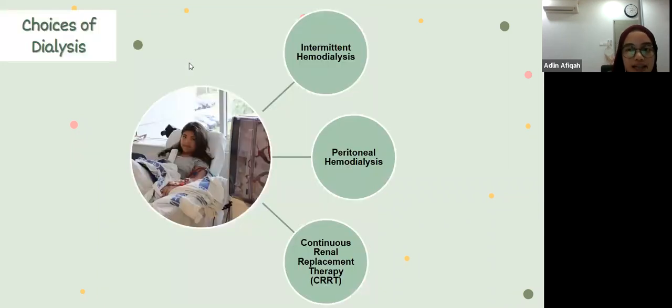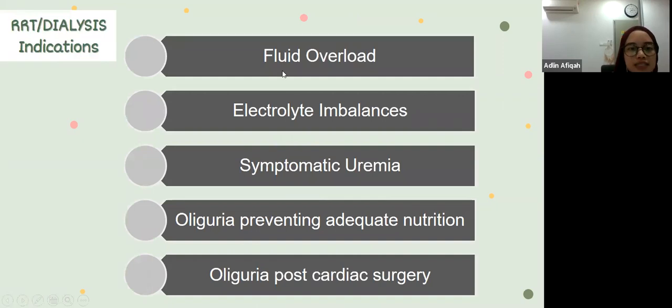So the last option in managing AKI is dialysis. There are a few choices, which are intermittent hemodialysis, peritoneal dialysis, and also CRRT, continuous renal replacement therapy. In AKI, we usually treat with CRRT. These are the indications for dialysis, which include fluid overload, electrolyte imbalance, symptomatic uremia, oliguria preventing adequate nutrition, or oliguria post cardiac surgery.